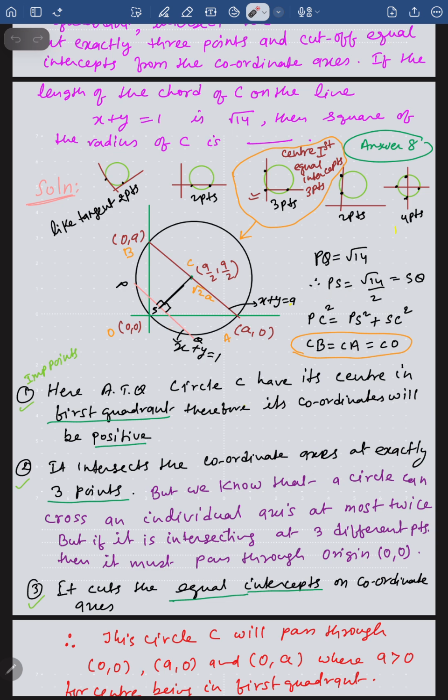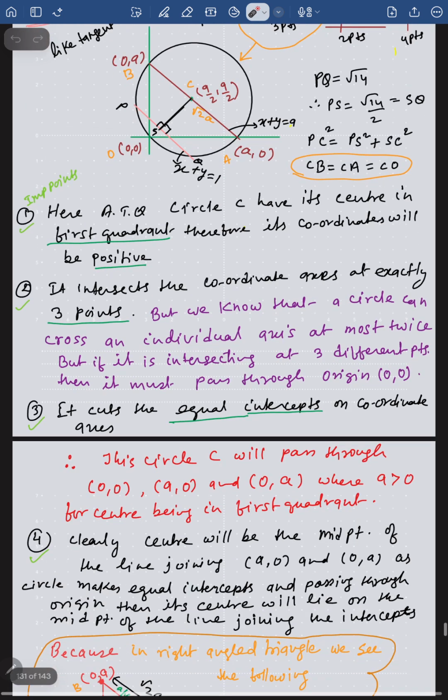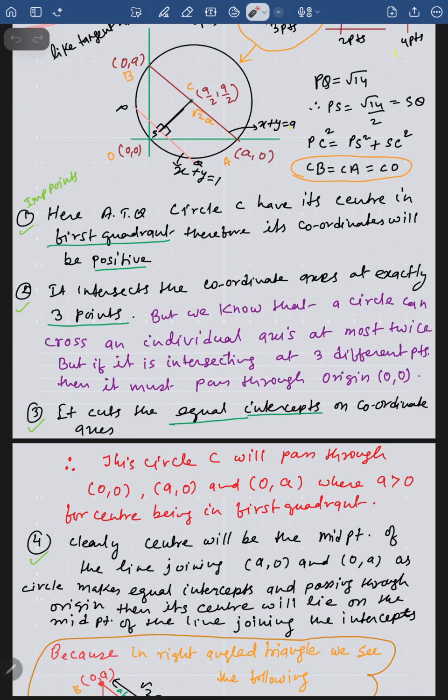So PS will be root 14 upon 2, and that will be equal to SQ. PS equals SQ. Also PC square is PS square plus SC square. That relation also we will use. One more thing, CB, CA and CO are the same, and these are nothing but the radius. Okay, let us proceed. Now you will understand the question easily.